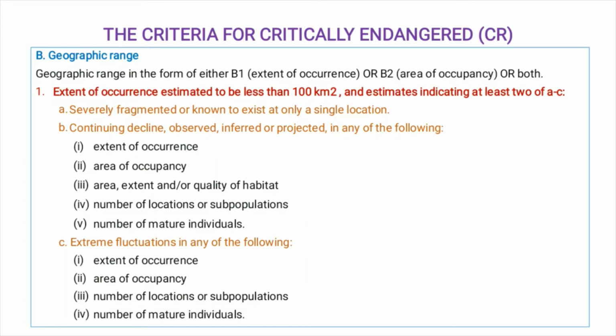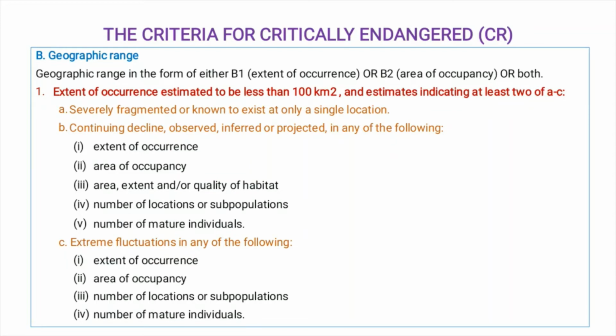Okay, the next criterion is a continuing decline observed, inferred, or projected in any of the following. What is continuing decline? Continuing decline means that there is a continuous reduction in the population size and the geographic range of that particular species until and unless any remedial measures are taken. So this continuing decline has been observed in the past, or it has been estimated or projected for the future.